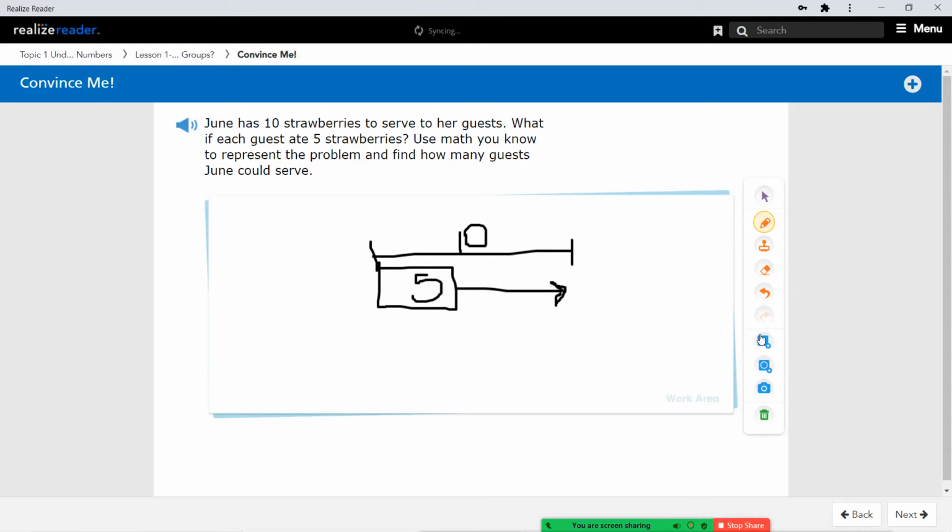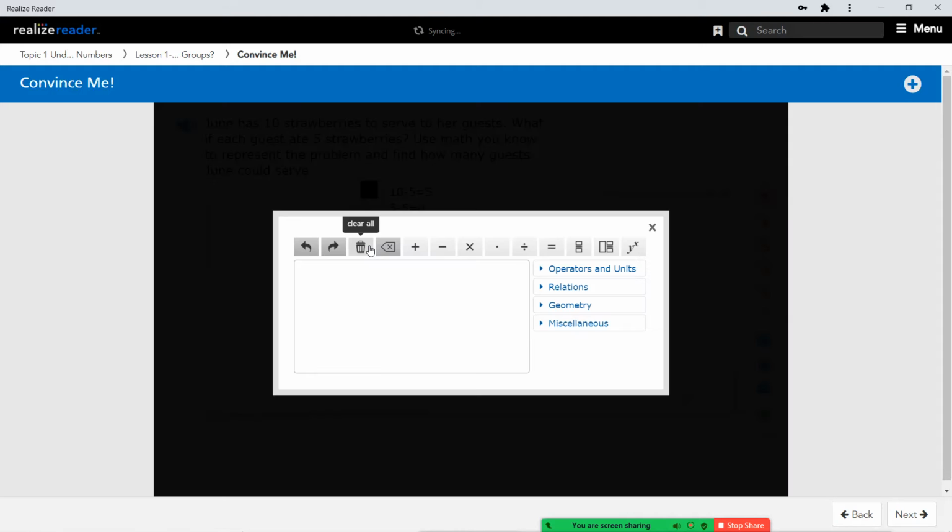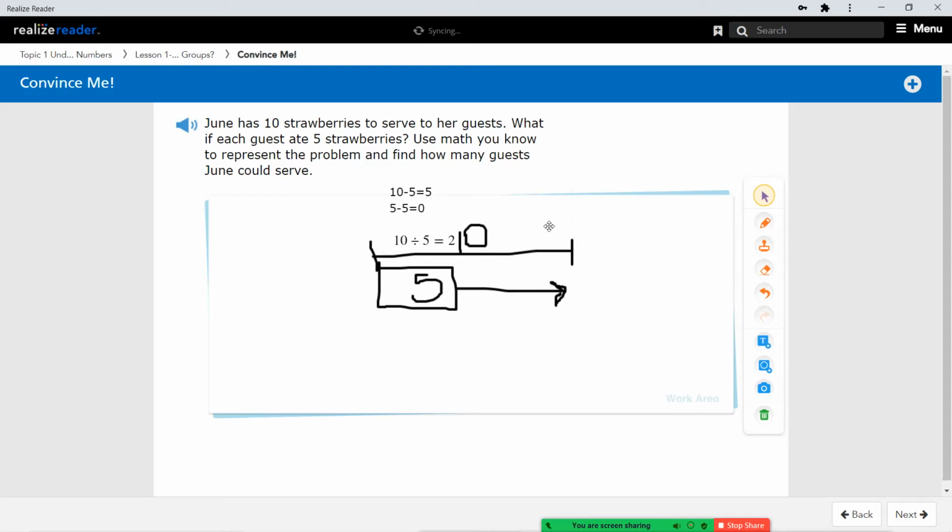So what I'm going to do is I'm going to use the strategy of repeated subtraction. So I know I have 10. So 10 take away 5 equals 5. And then 5 take away 5 equals 0. Now, how many times was I able to subtract here? So far, I've only been able to subtract 2 times. So what does that mean? That means I'm going to do 10 divided by 5 equals 2. I was only able to do it 2 times. So 10 divided by 5 equals 2.